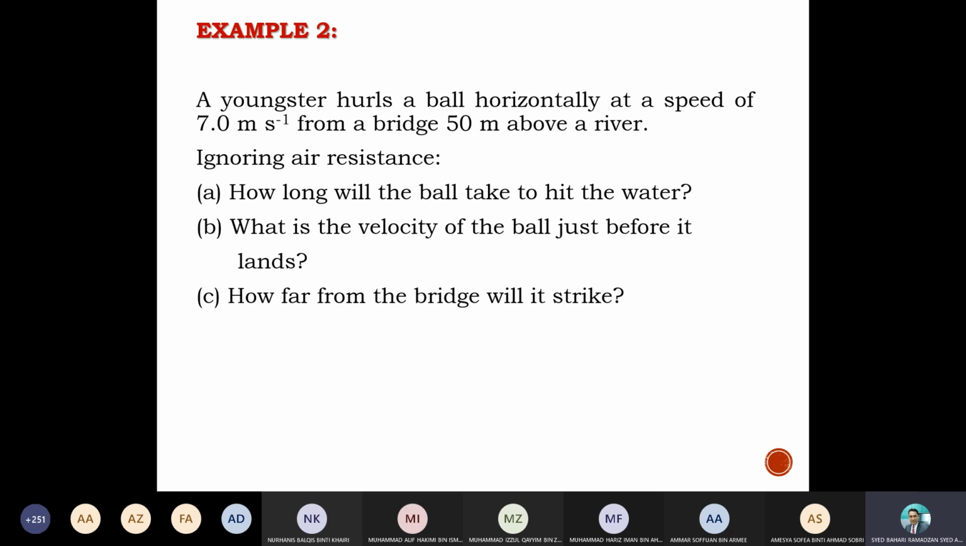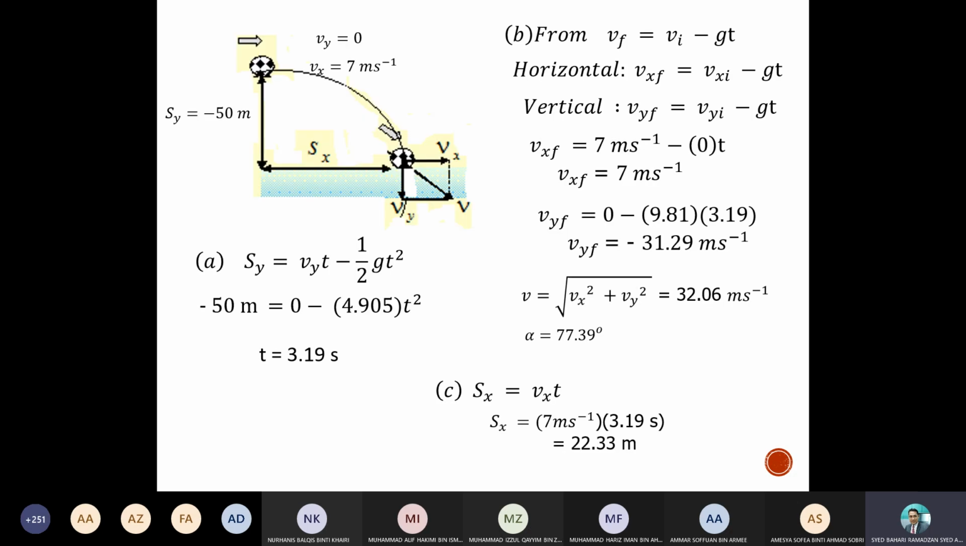So when we draw it, it looks roughly like this. The ball is already on top of the bridge. As I said, it is like half of a parabola, so it is supposed to look like this for the full one. Basically, the first question is to calculate t. To calculate t, we know from the question that y is negative 50.